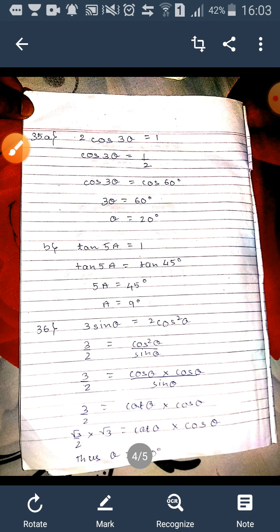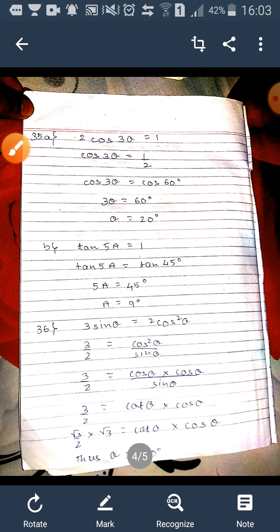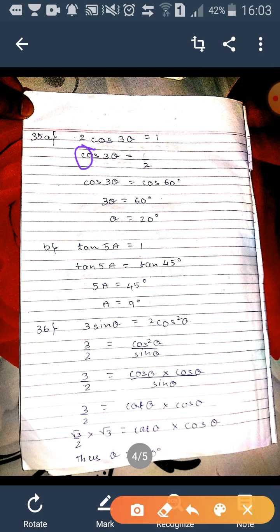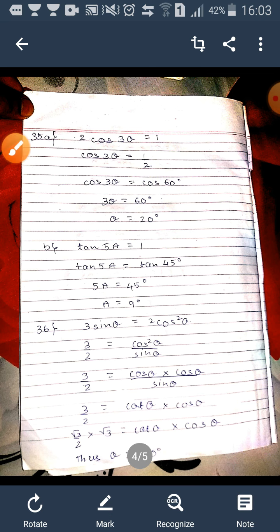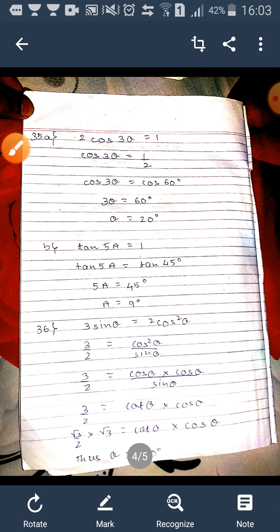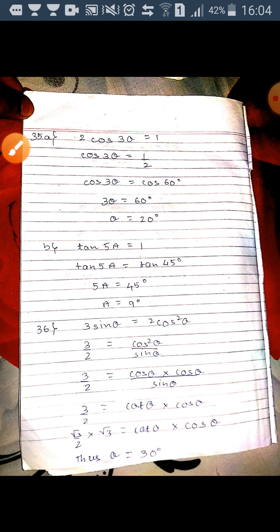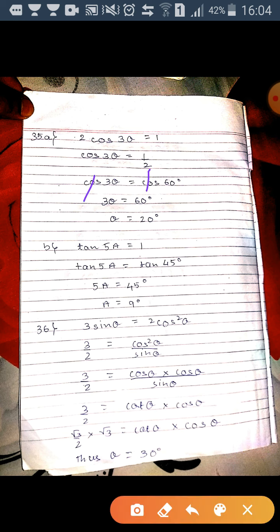So first I will take this 2 to the other side. Yes, when 2 goes to the other side, it becomes 1 by 2. Yes or no? Now 1 by 2, now you need to equalize. You need to get this cos on both sides. Yes, so half can be written as cos 60 degree. So now cos gets cancelled out. 3 theta is equal to 60 degree. So theta will be equal to 20 degree. Okay.